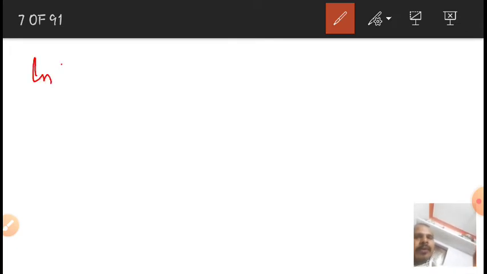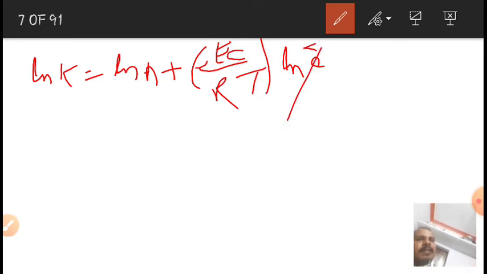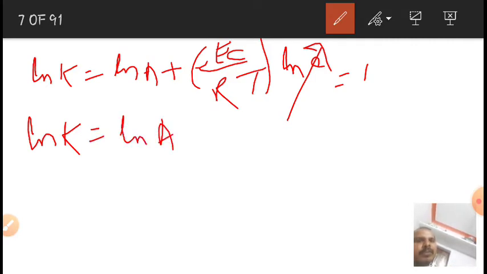In this way, we can write the above equation as ln k is equal to ln A plus minus Ea by RT into ln e. So ln e is equal to 1, right? So then we get ln k is equal to ln A minus Ea by RT.